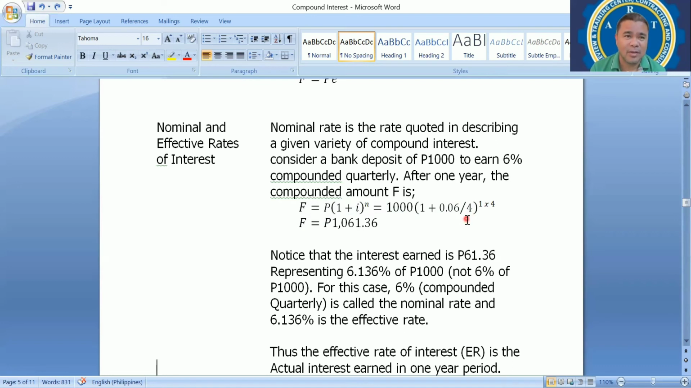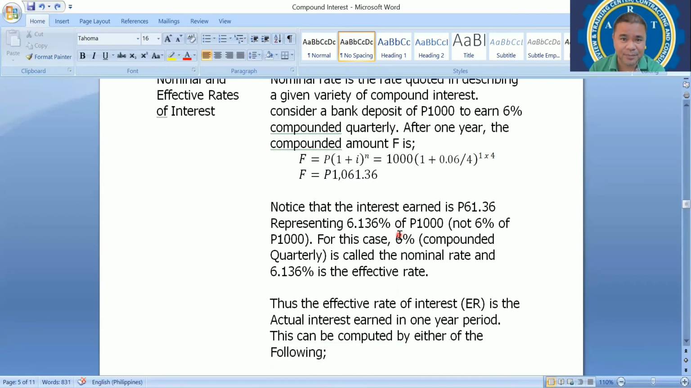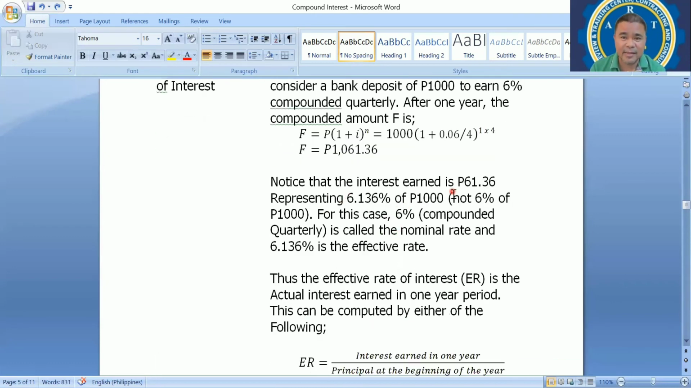As I discussed earlier, the M will have different values: annually, semi-annually, quarterly. So here M equals 4 because it is compounded quarterly. So N equals 1 times 4. Okay, so the future amount of the 1,000 is 1,061.36.